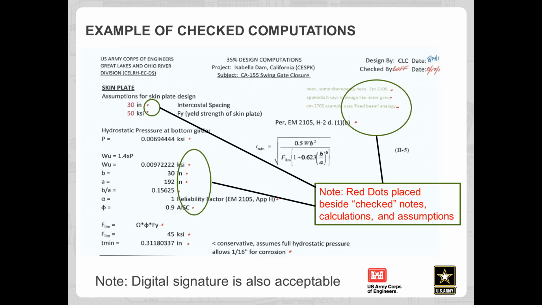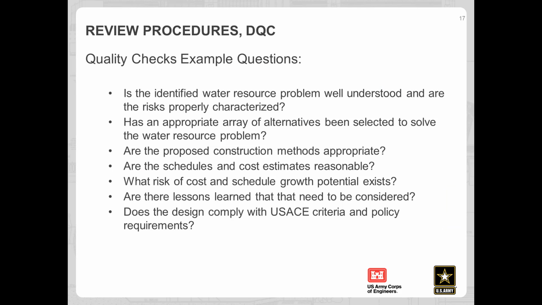Oh, it is acceptable. I misread it. Sorry. The EC explains what quality checks is. So we're just checking to make sure that we understand the problem. Have we looked at enough solutions, the construction methods, schedules and costs, any lessons learned that are required, and that we comply with USACE's policy.